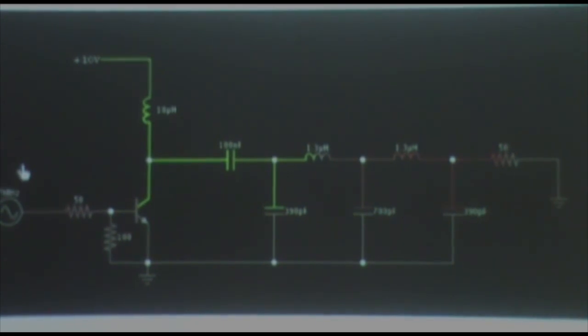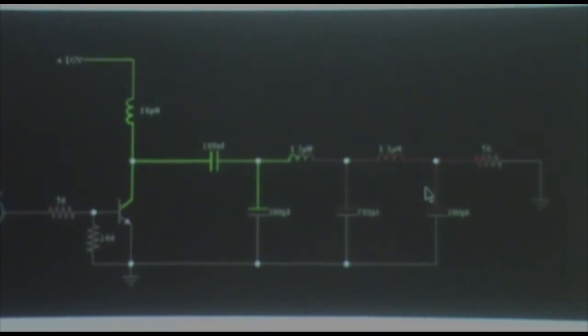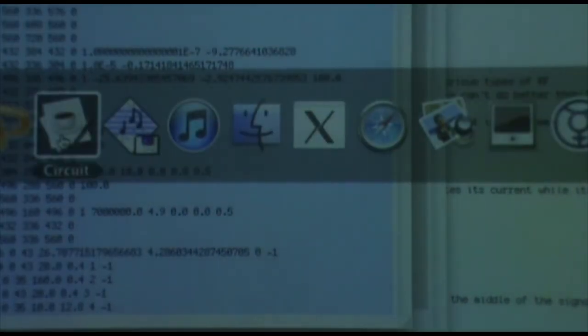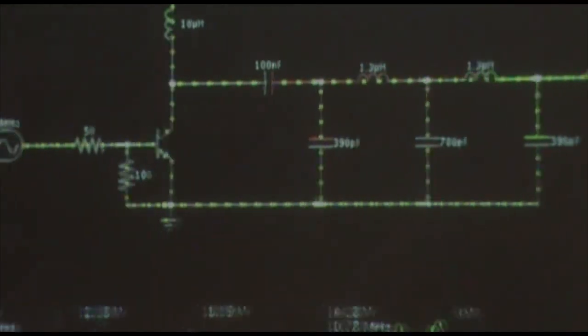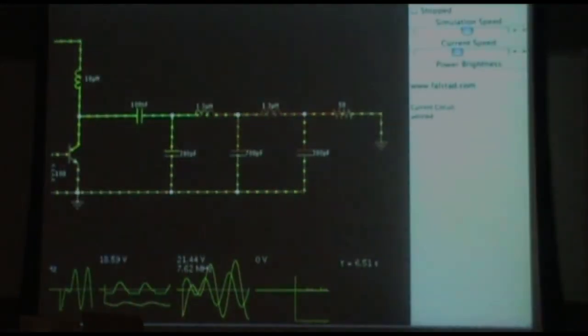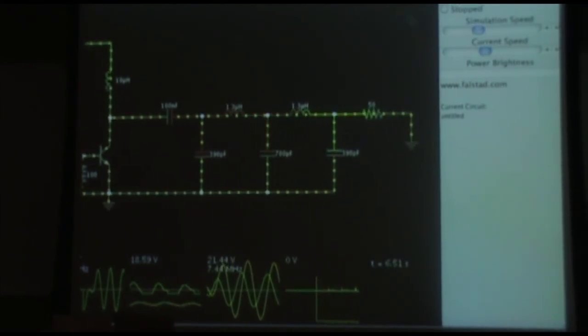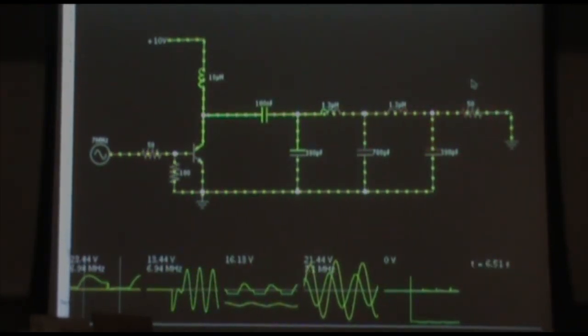The way that you get any sort of performance out of a class C, and the way that you make the output anything usable, is by using it with a tuned circuit, which is what you see here. So, there's the output. Okay, 50 ohm range. Yes. So this is the load on the amplifier over here.